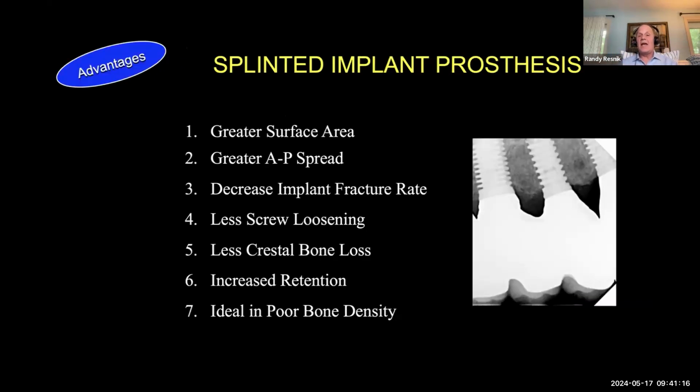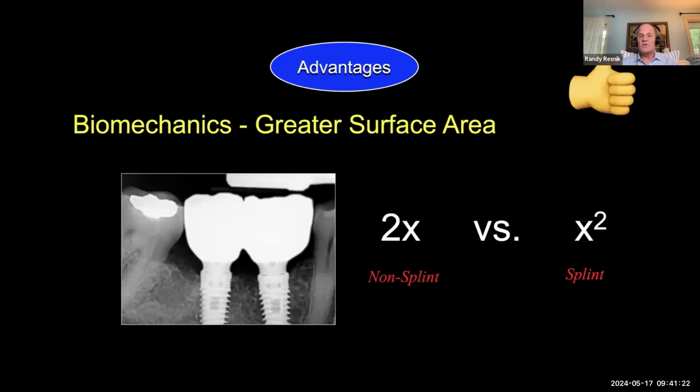So let's look at splinting. There's a whole slew of advantages of splinting, and let's go through some of the more common ones. First of all, engineering-wise, biomechanically, in vitro studies have shown that implants, when they're splinted together, are exponentially stronger than independent implants. So let me put that in English.